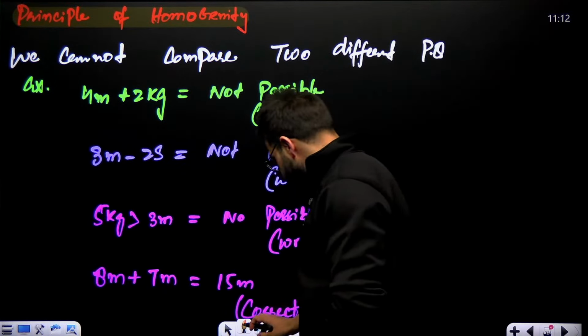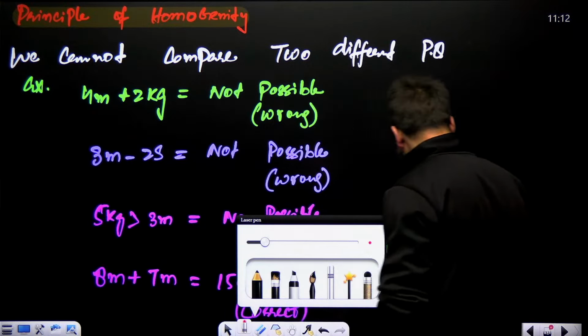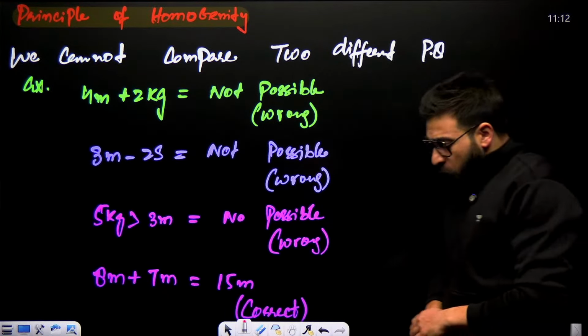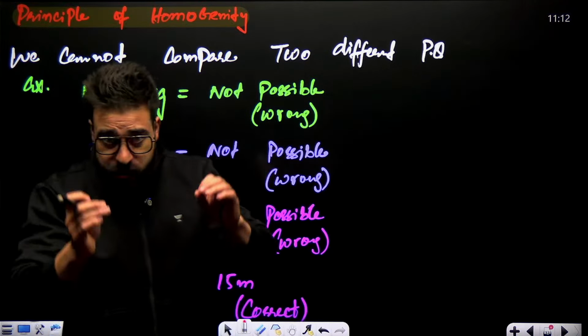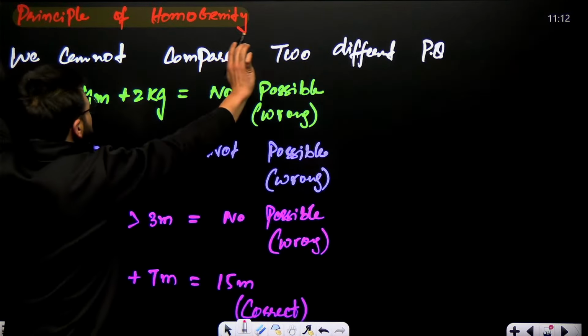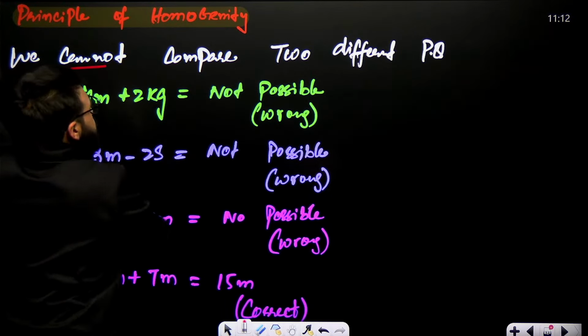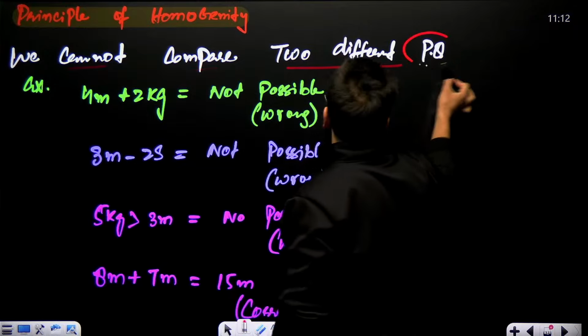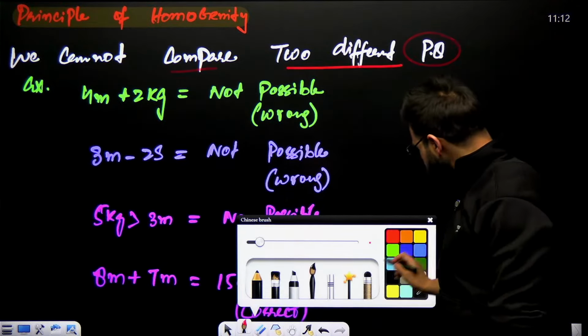Principle of homogeneity. Let's take a look exactly over here. What does the principle of homogeneity actually say? According to the principle of homogeneity, we cannot compare two different physical quantities.